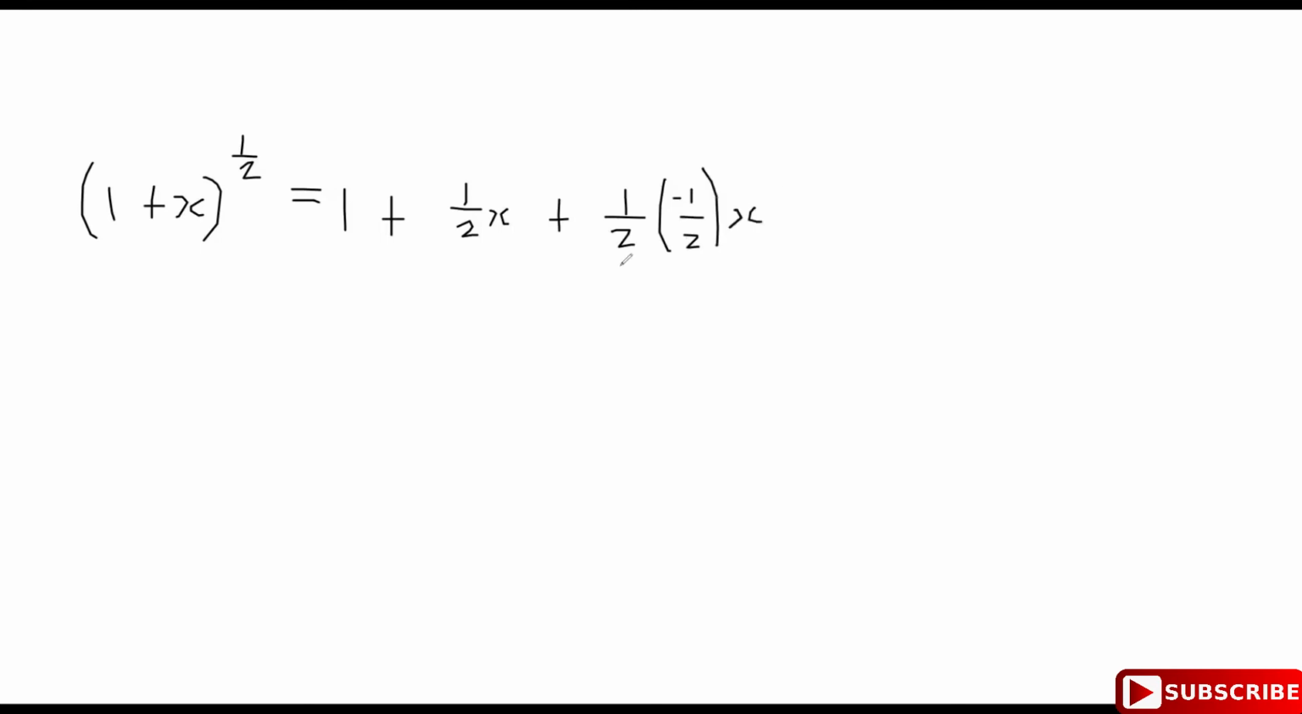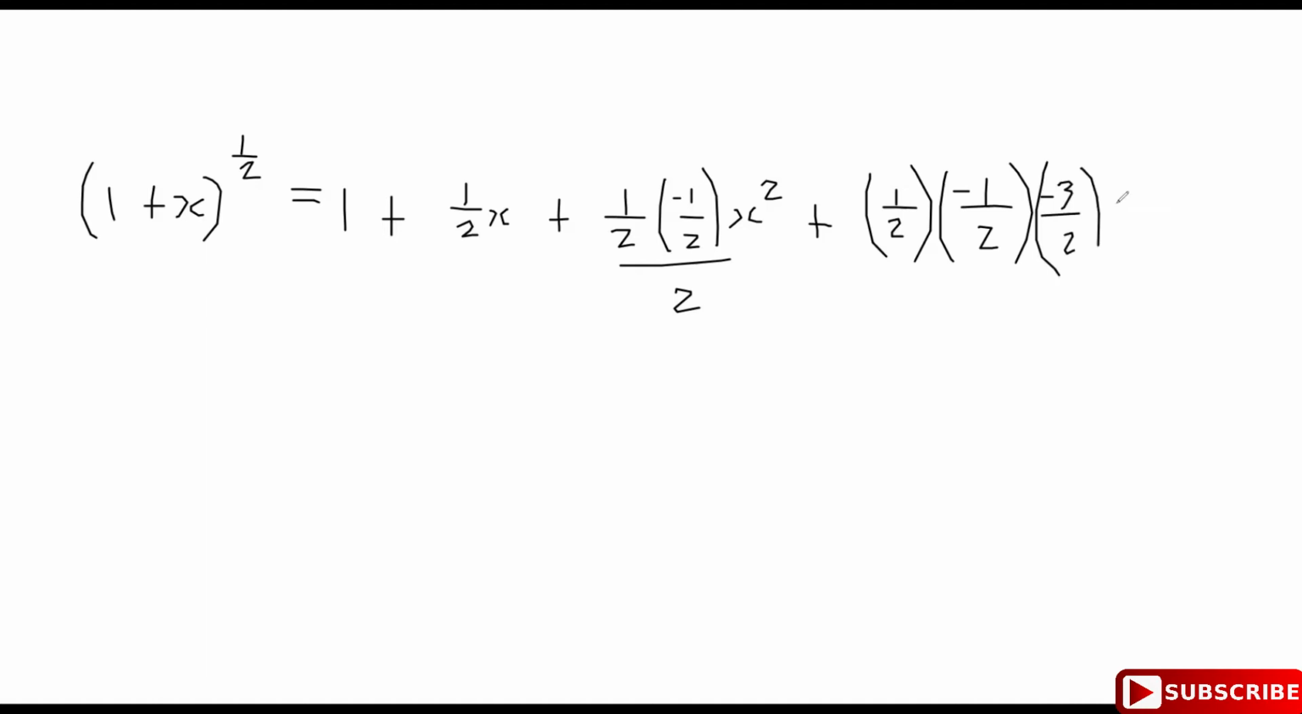So that's x squared over 2, plus n, which is a half, times n minus 1, which is minus a half, times this is now n minus 2, which is minus 3 over 2, x cubed over 3 factorial. 3 factorial is 6. So this is our expansion.